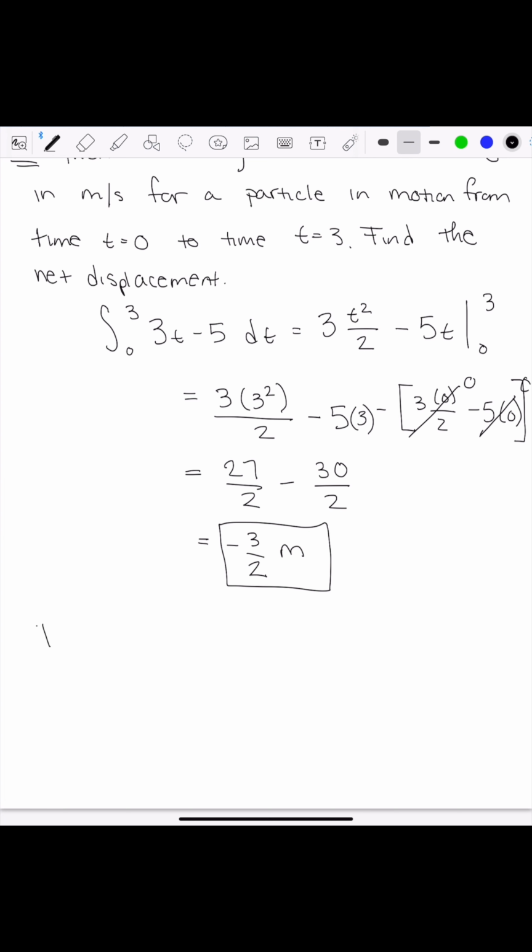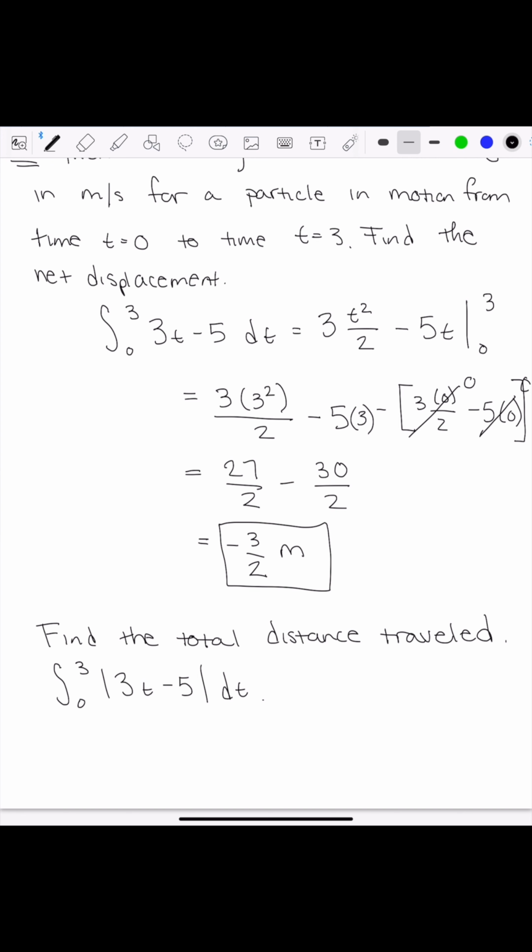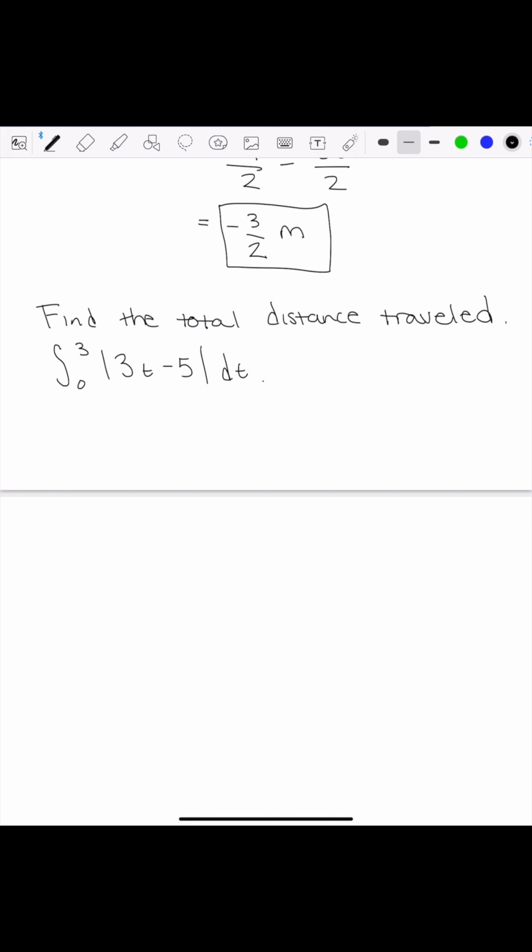So the next part is going to be find the total distance traveled. And remember, for total area, we need to do the absolute value of the function. So we need to do the integral from 0 to 3 of the absolute value of 3t minus 5 dt. So the first thing that we're going to have to do is figure out when this function is positive and when it is negative. Because when it's negative, we're going to want to pull out the negative sign.